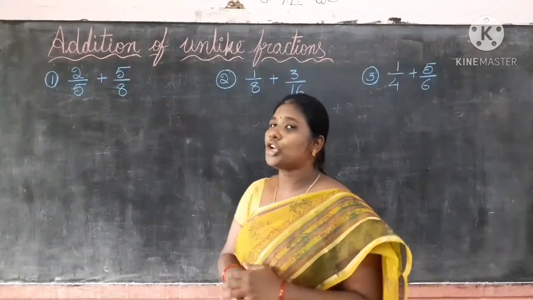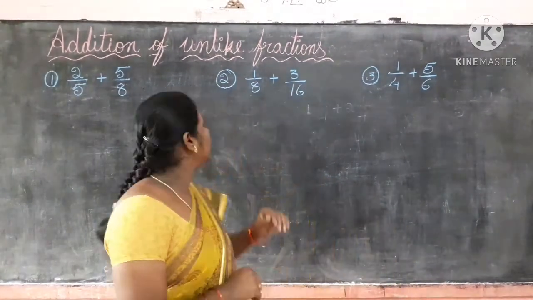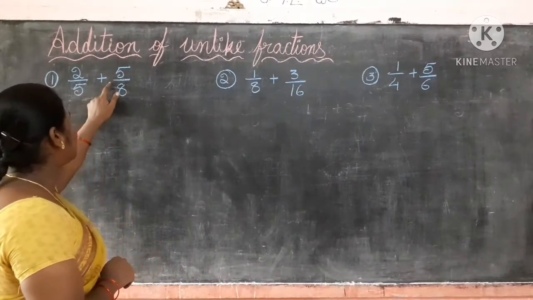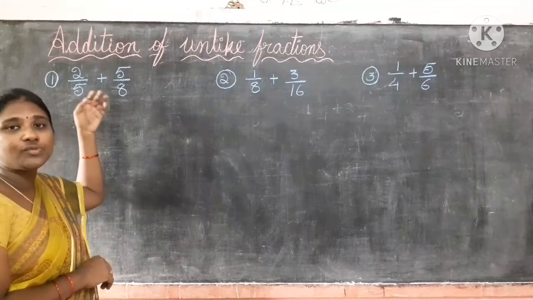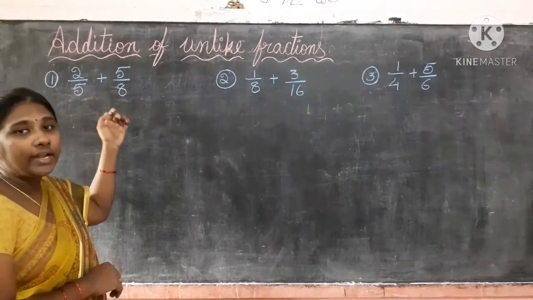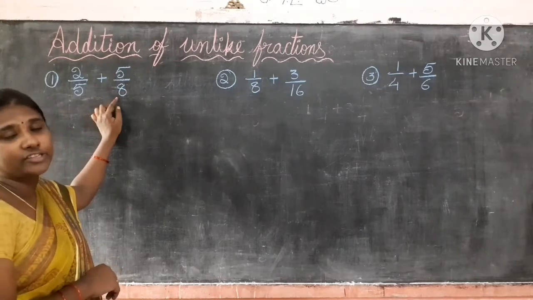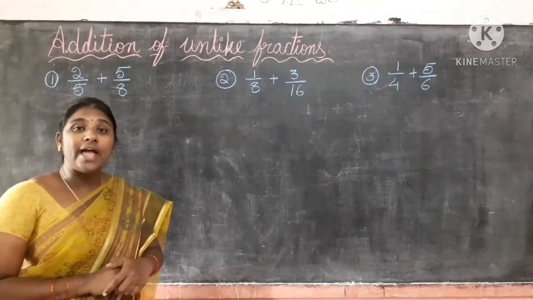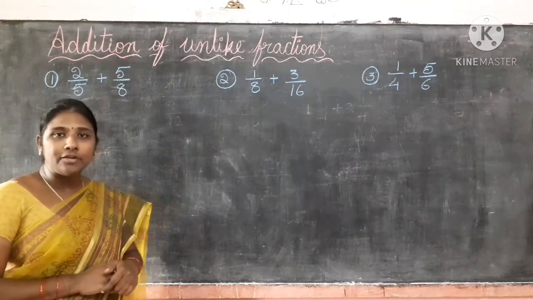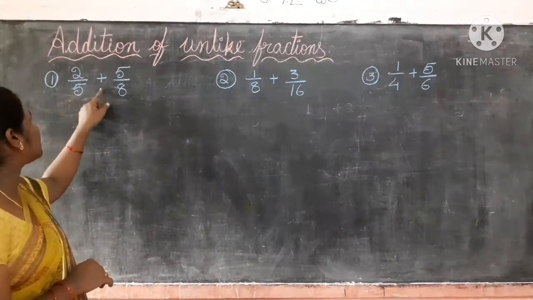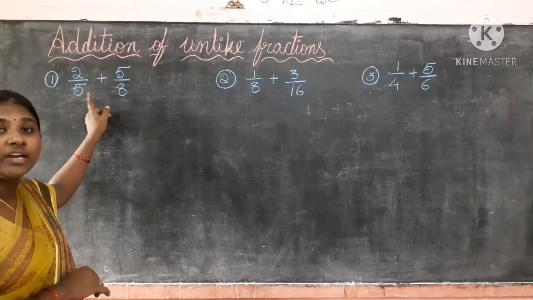Next one is addition of unlike fractions. If you observe here, 2 by 5 plus 5 by 8. When the denominators are the same, when we are adding like fractions, we add the numerators and write it on the common denominator. But when the denominators are different, that means unlike fractions. What are unlike fractions? Fractions having different denominators are called unlike fractions. So 2 by 5 plus 5 by 8, these two are unlike fractions. How are we saying these two are unlike? Because the denominators are different.